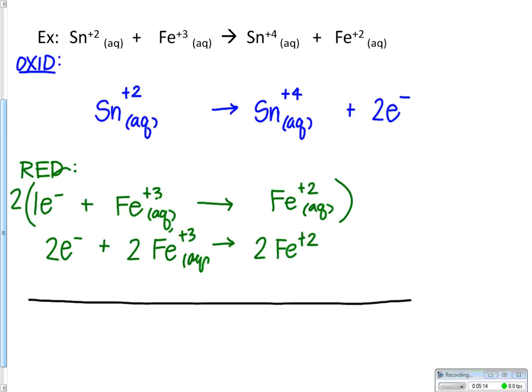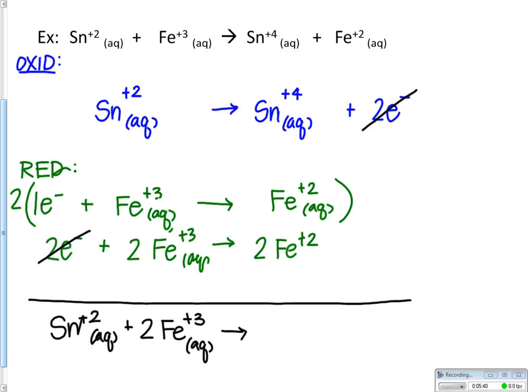So if I think of aligning my arrows and looking to see what cancels on the left side, the 2 electrons on the left side in green will cancel with the 2 electrons on the right side in blue. And so what I'm left with is tin 2 aqueous plus 2 Fe plus 3 aqueous makes tin 4 aqueous and 2 Fe plus 2 aqueous.